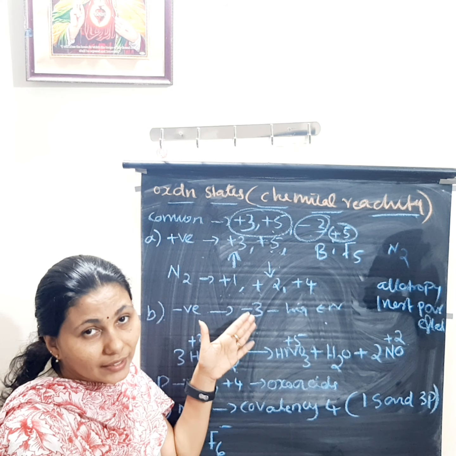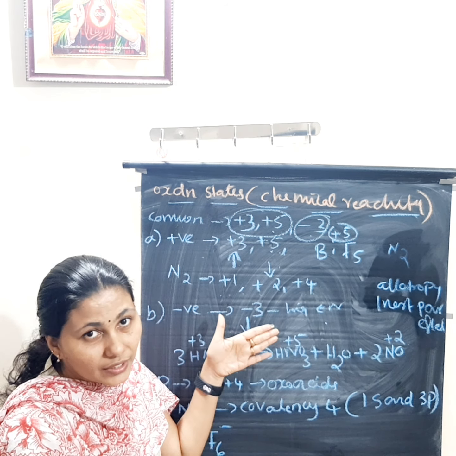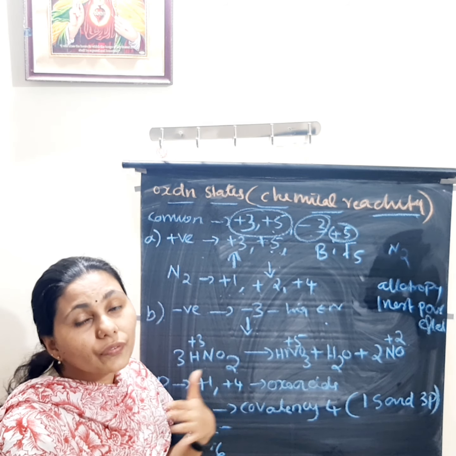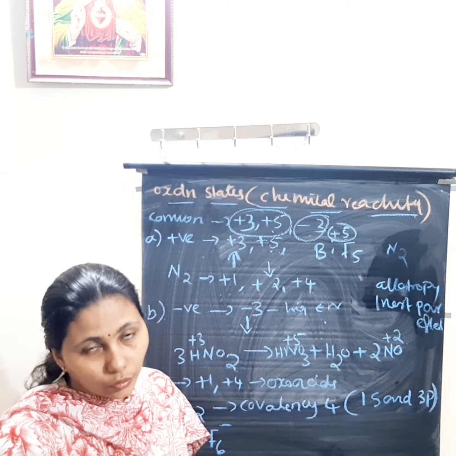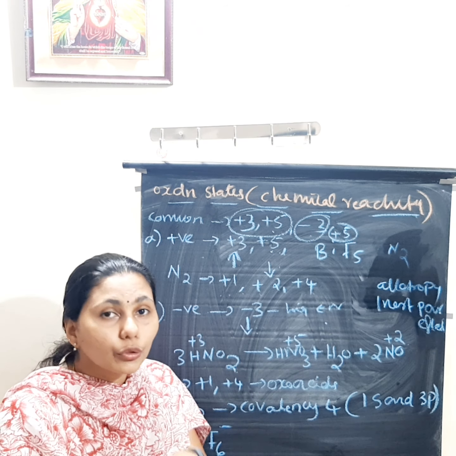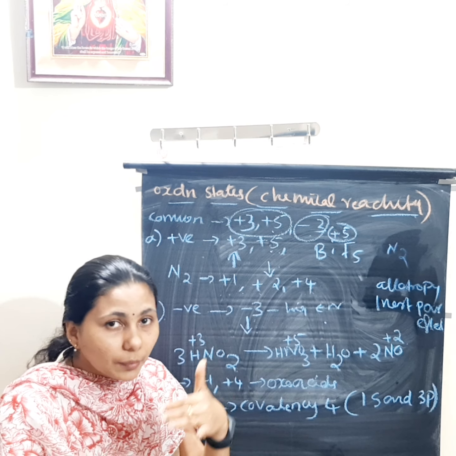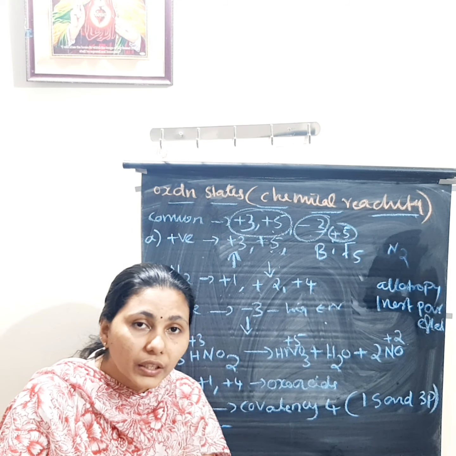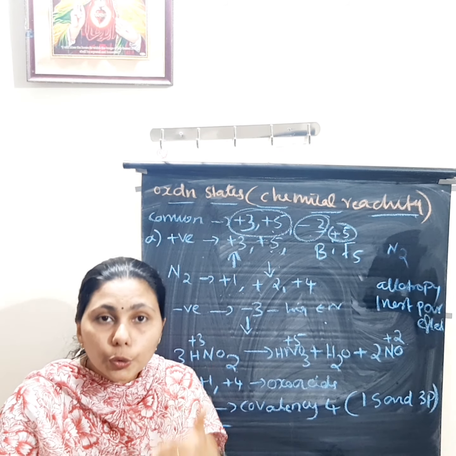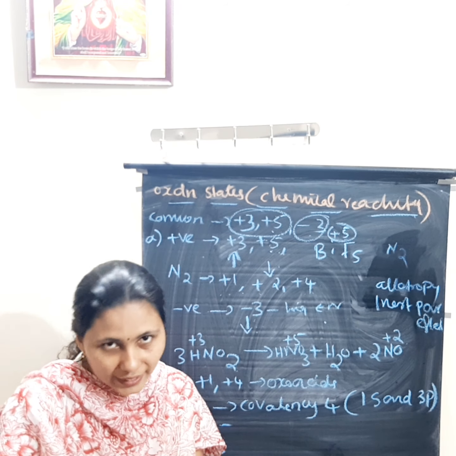The tendency to form the negative oxidation state decreases down the group. Why is it decreasing? Because of decreasing electronegativity. Nitrogen forms the -3 oxidation state due to its high electronegativity, but as you move down the group, this decreases. The stability of the -3 oxidation state decreases due to decreasing electronegativity.